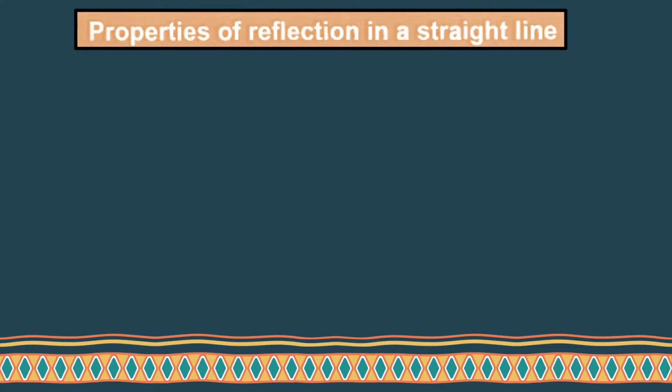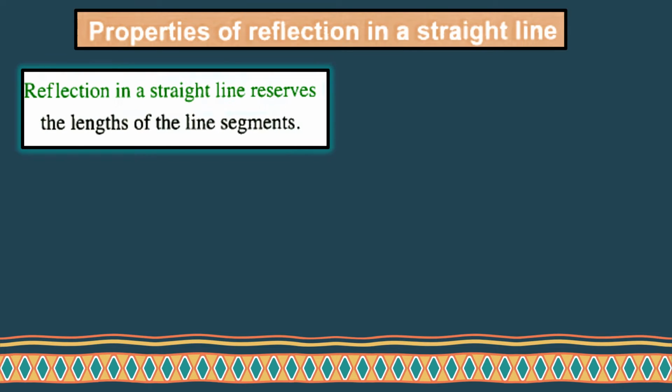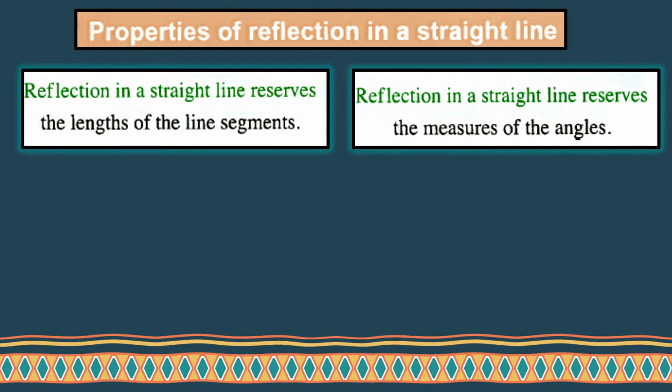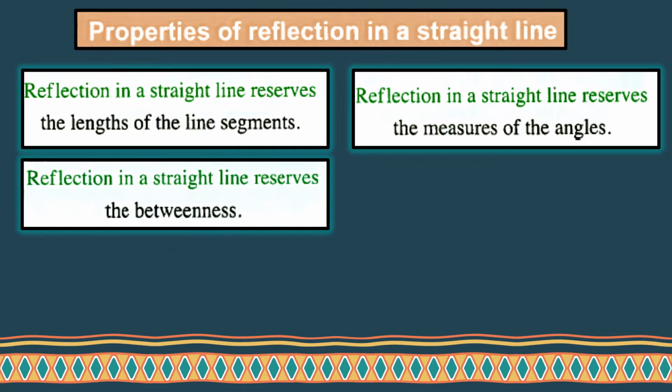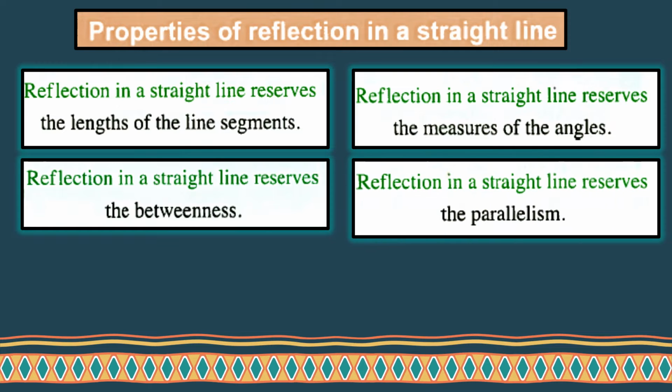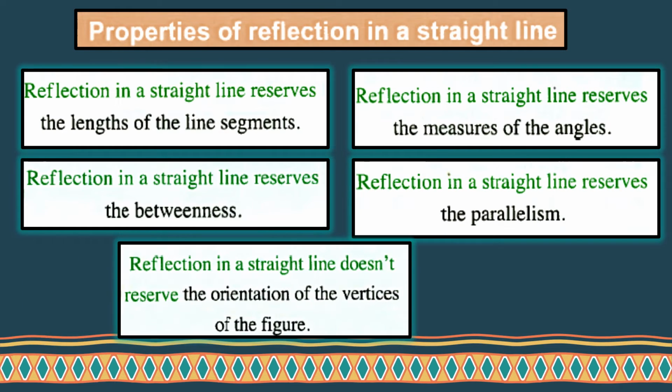Properties of reflection in a straight line. Number 1, reflection in a straight line preserves the lengths of line segments. Number 2, it preserves the measures of the angles. Number 3, it preserves betweenness. Number 4, it preserves parallelism. Reflection in a straight line doesn't preserve the orientation of the vertices of the figure, and we will study all of them.